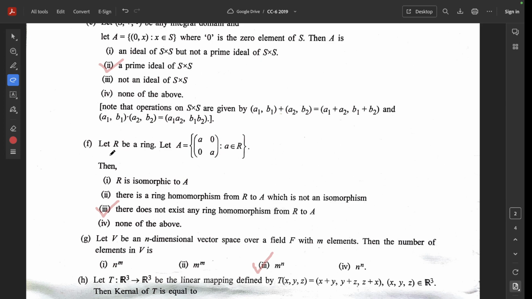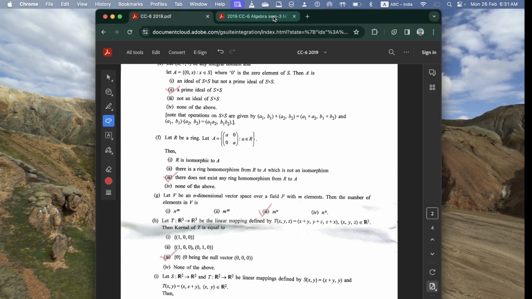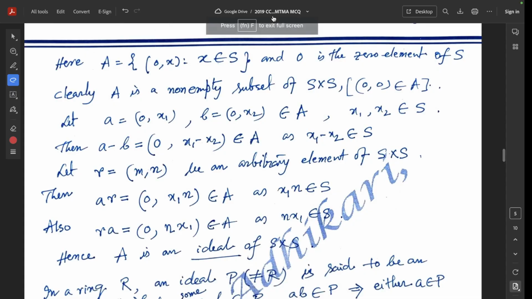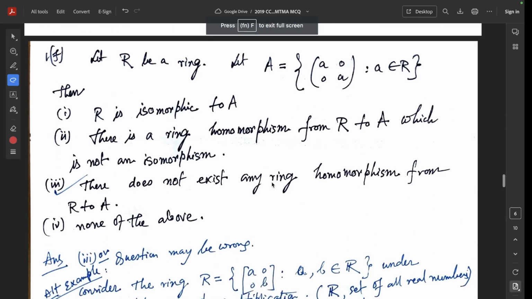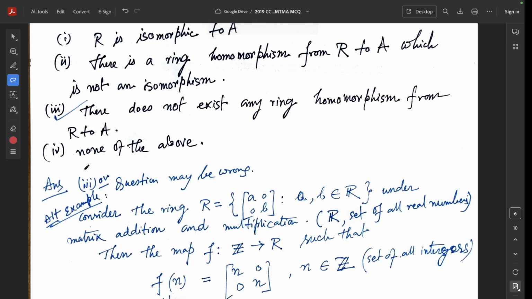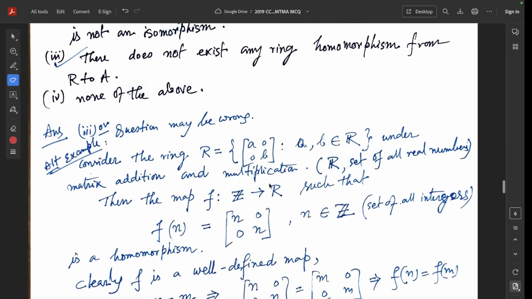Question: Let R be a ring. Let A be the set of all those 2 by 2 matrices [a 0; 0 a], a belongs to R. Then the correct answer is there does not exist any ring homomorphism from R to A. Either answer option 3 is correct or the question may be wrong.